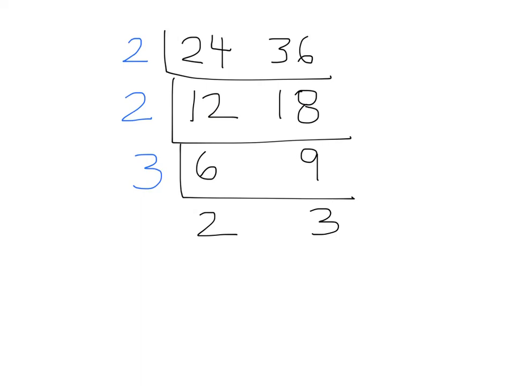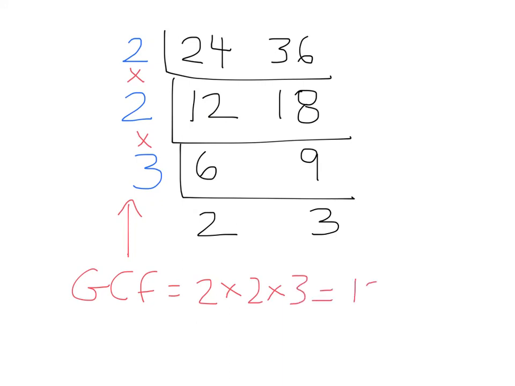And then what I'll do is I'll take these numbers here that I have on the side. Those are all of my factors, 2, 2, and 3. And I'm going to multiply those to find the GCF. So I'll do 2 times 2 times 3, which 2 times 2 is 4, times 3 is 12. So notice here I got the same answer, the GCF is 12.